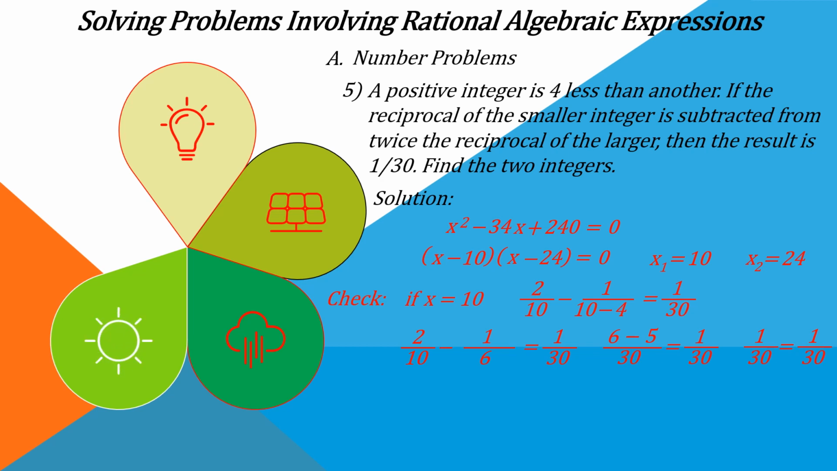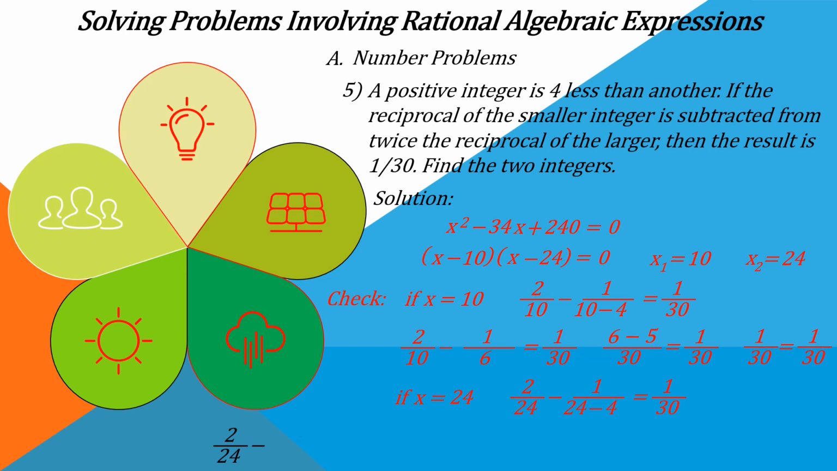And if x is equal to 24, we have 2 over 24 minus 1 over 24 minus 4 is equal to 1 over 30. Again, taking the least common denominator, 2 over 24 minus 1 over 20 is equal to 1 over 30. This is 10 minus 6 over 120 is equal to 4 over 120. Or simply, 4 over 120 equals 4 over 120. And our answer, x equal to 10 and x equal to 24, is correct.